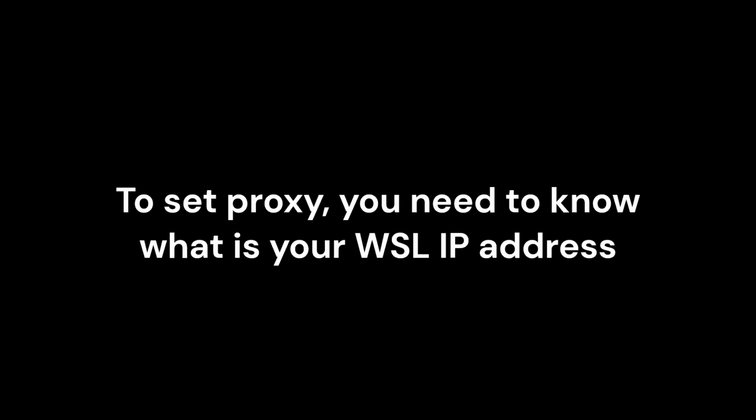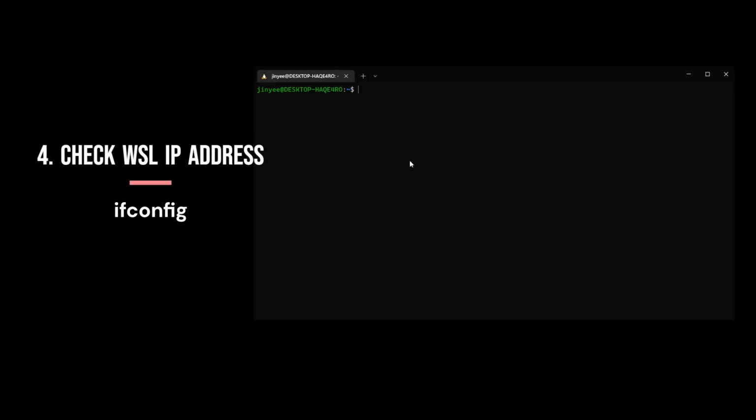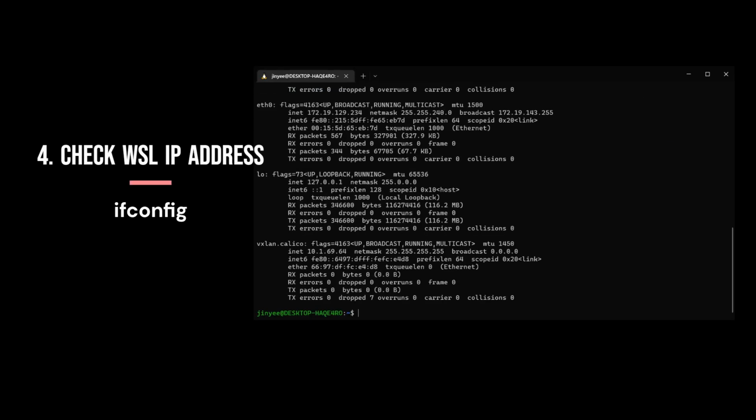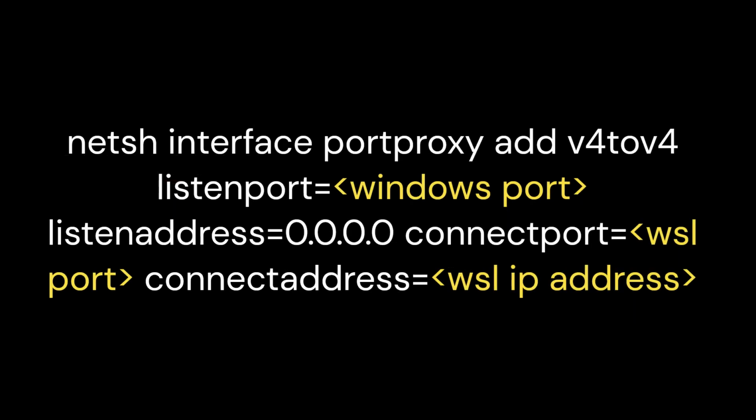To set the proxy, you need to know your WSL IP address. After you know the WSL IP address, you will need to replace it in this command to set the proxy, which routes SSH traffic from Windows to WSL.